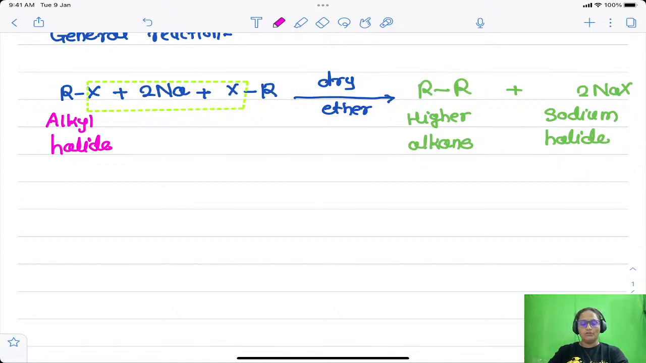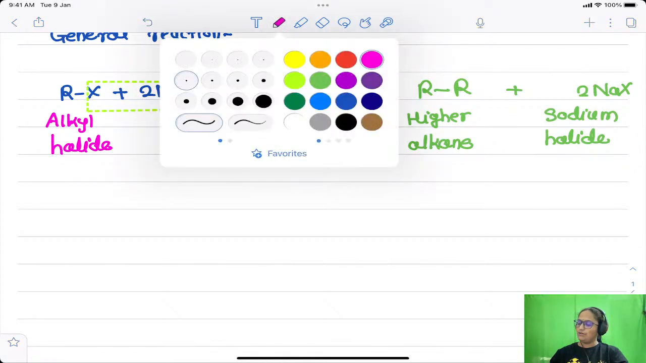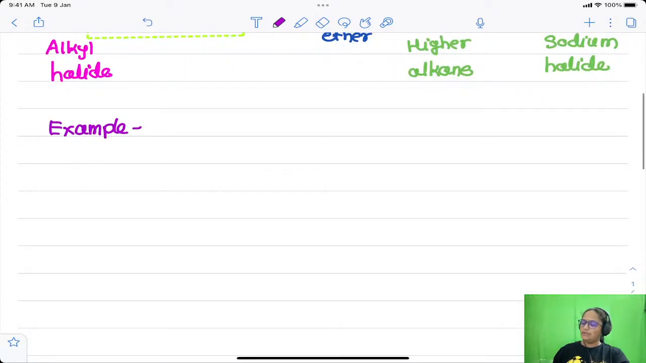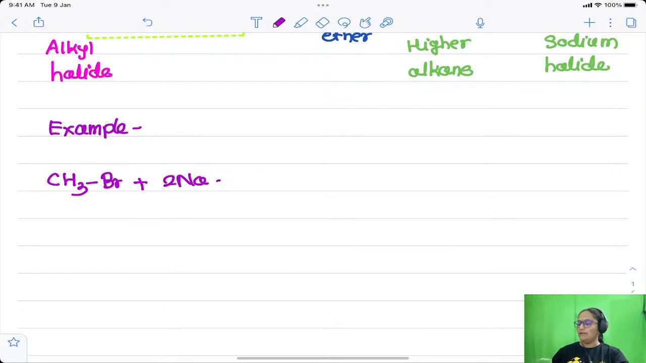Now how to write down the products of the Wurtz reaction, we are going to discuss by using this. First example: if R is the smallest alkyl group, that is CH3, and if X is Br, and it is treated with Na, 2 molecules of alkyl halide, and this reaction is carried out in the dry atmosphere, that is by using dry ether as a solvent.